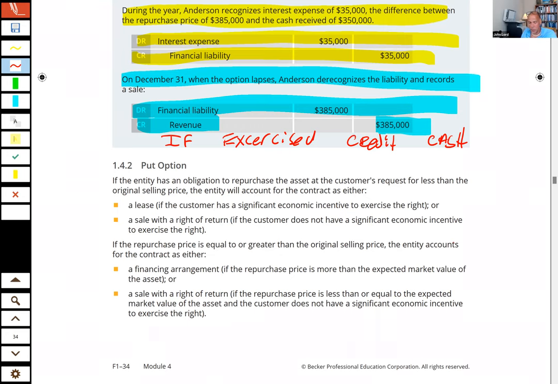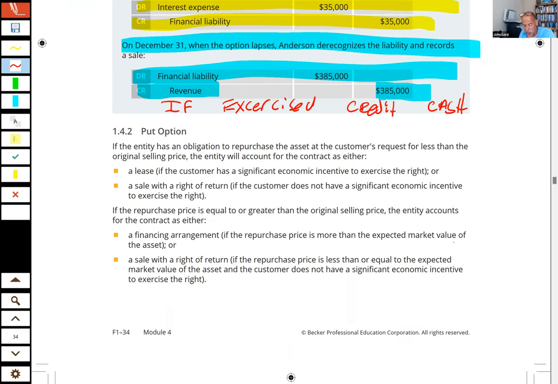But again, we've got some key flashcards and an example here that help us take away what I think are some of the key thoughts. Now, if we're talking about a put option, now the buyer has the right to force me to repurchase it if they want to. So if the entity has an obligation to repurchase the asset at the customer's request, for less than the original price, the entity will account for the contract as either a lease, which is the same deal that we saw for the call option, or a sale with the right of return if the customer does not have a significant economic incentive to exercise the right.